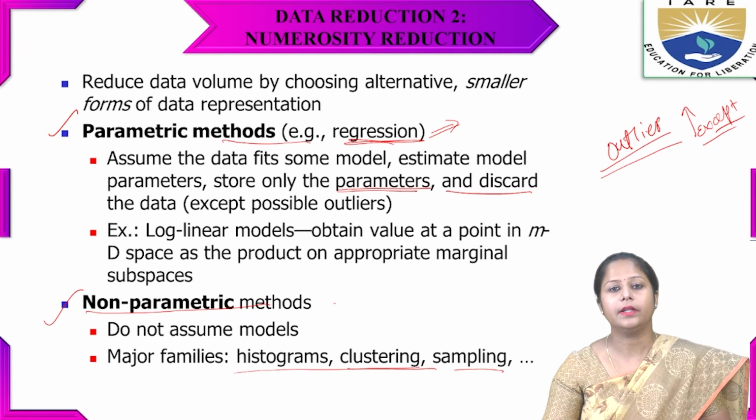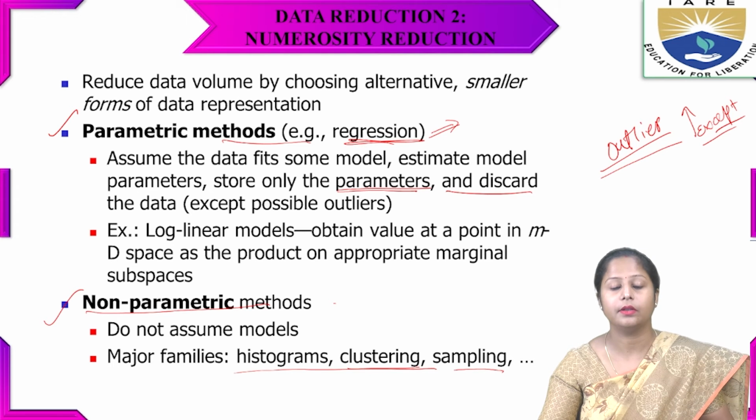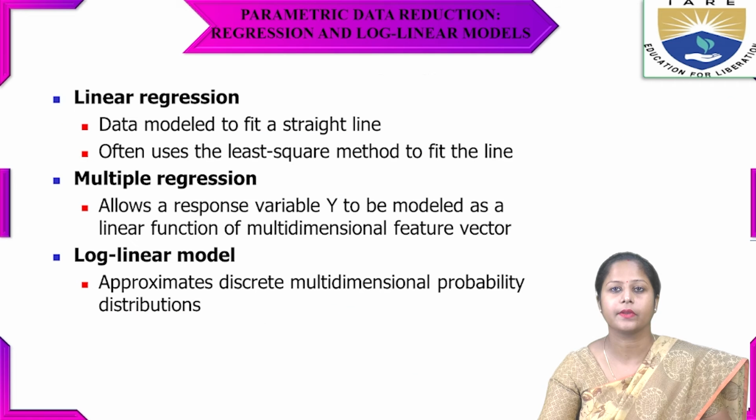For example, log linear methods obtain the value at a point in MD space as the product of appropriate marginal subspaces. So that was the example for the parametric method. Non-parametric methods are histogram, clustering, and sampling. In that, we don't have to assume any models. We just apply the histogram, clustering and sampling methods for numerosity reduction of the data.